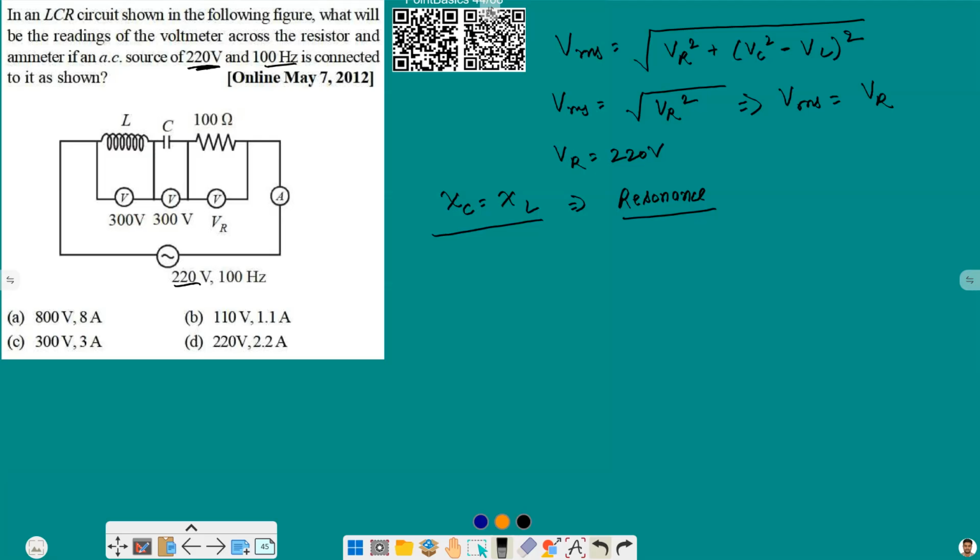And at resonance, we know the current is given by Vrms divided by Z, and that Z is equal to the resistance. So 220 by the resistance, that is 100, so it will be 2.2 ampere. So option D will be the right answer here. Let's move to the next one.